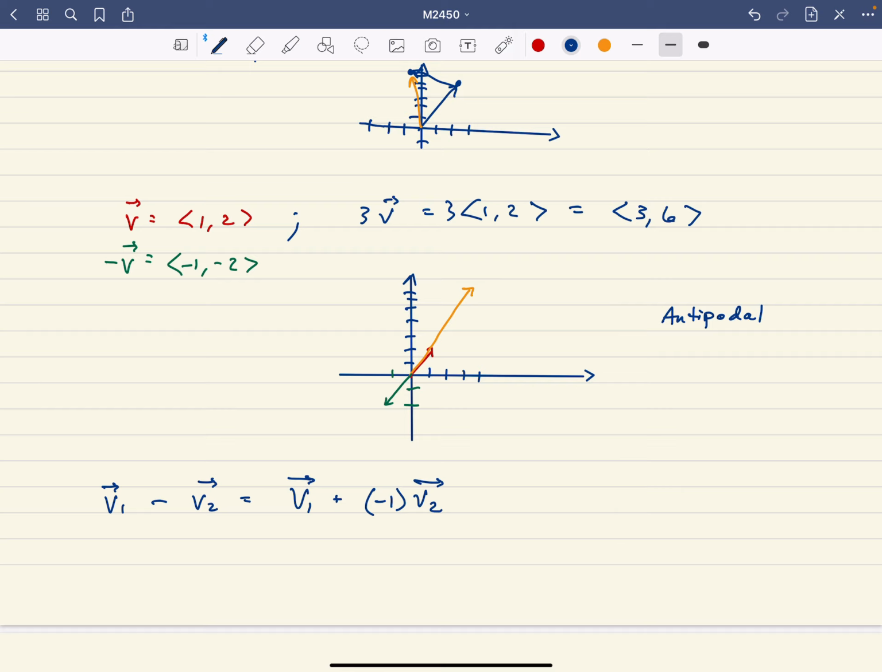Okay, so if we were to think of v1 minus v2, we can think of it like this. So v1 plus -1 times v2. Okay, so again, this is just taking our previous operations that we talked about of vector addition and vector scaling and putting those together. So that's vector differences.